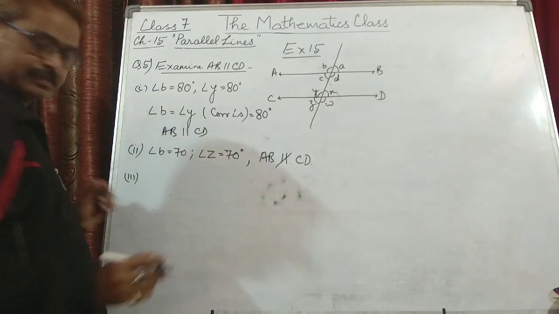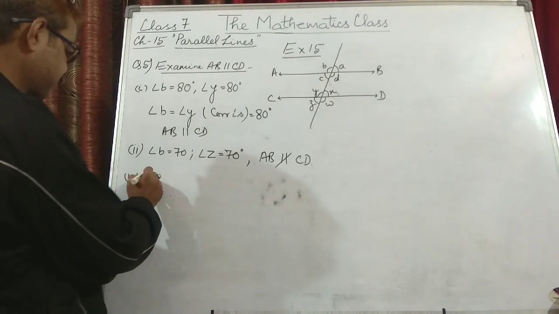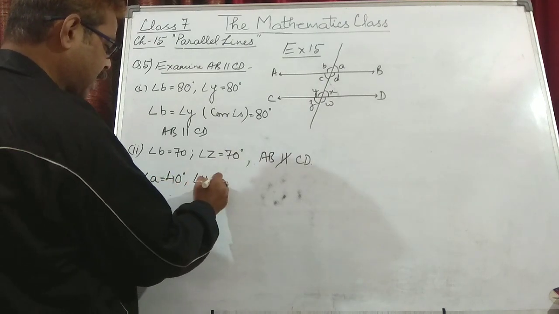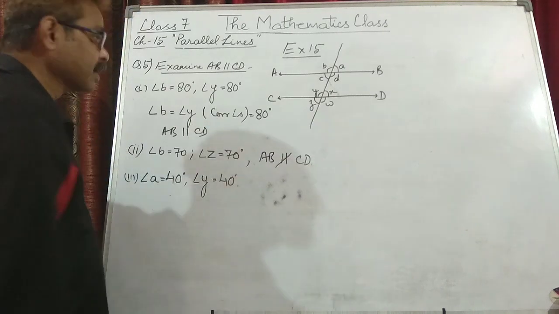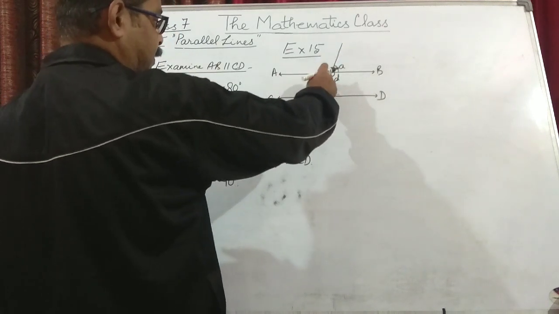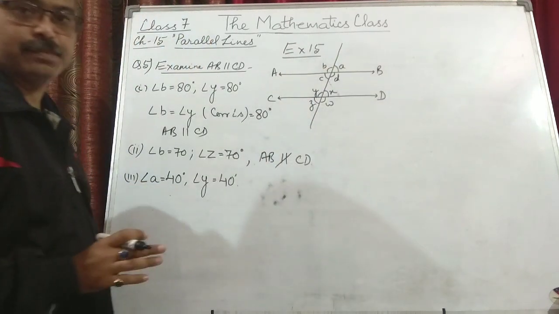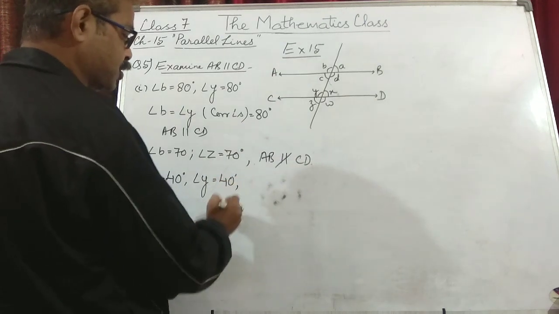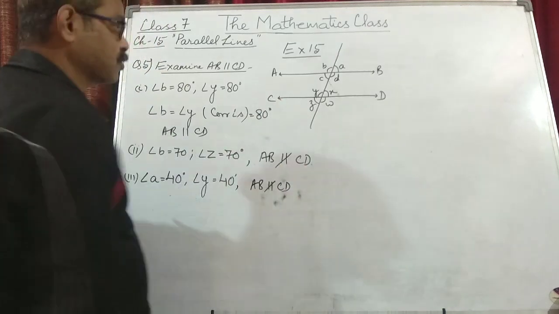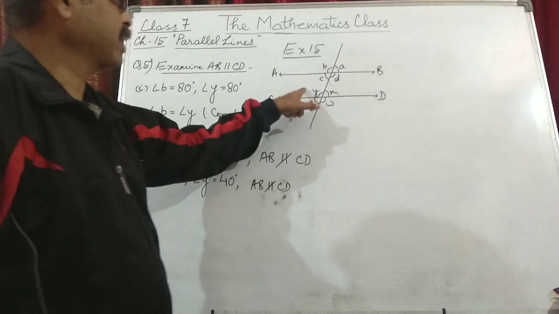Now the third point. They say angle A is equal to 40 degrees and angle Y is equal to 40 degrees. Angle A and angle Y don't have any relation among themselves. So we are not sure whether AB is parallel to CD or not. We cannot say, because we don't know the relation between angle A and angle Y.